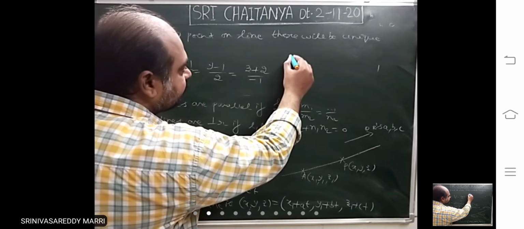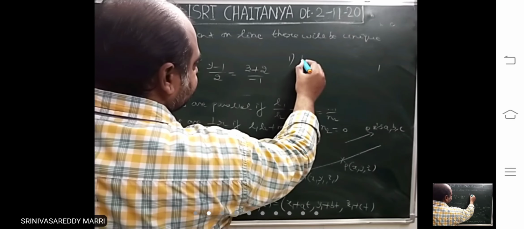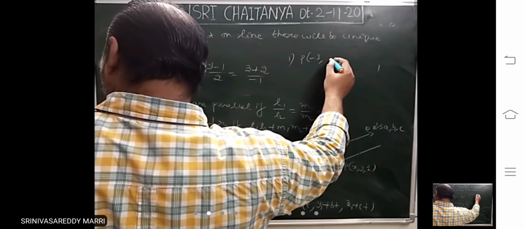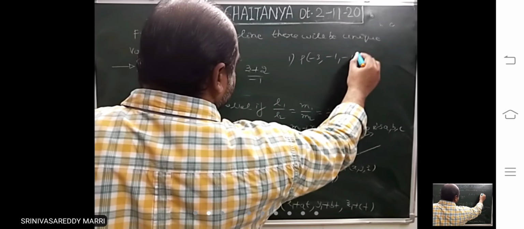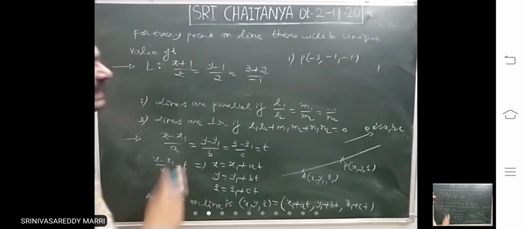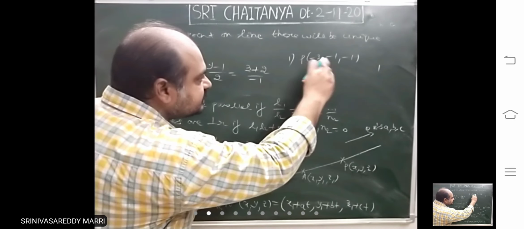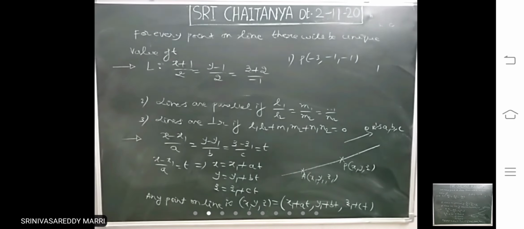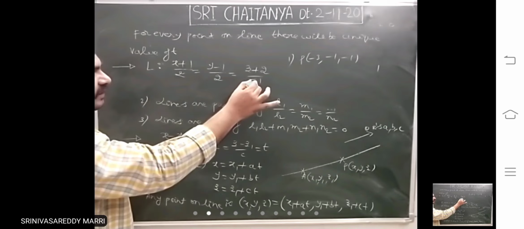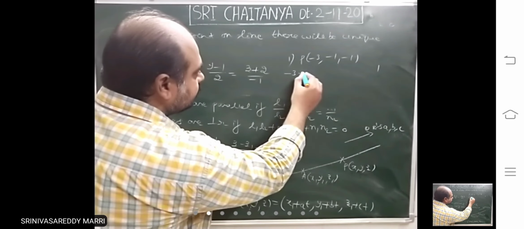Number one, I have given one point: minus 3, minus 1, minus 1. Does this point lie on the line or not? Generally, if a point lies on the line, we will substitute that point. Here also do the same thing. Substitute here. If these three ratios are equal, then that point lies on the line. Suppose we substitute.